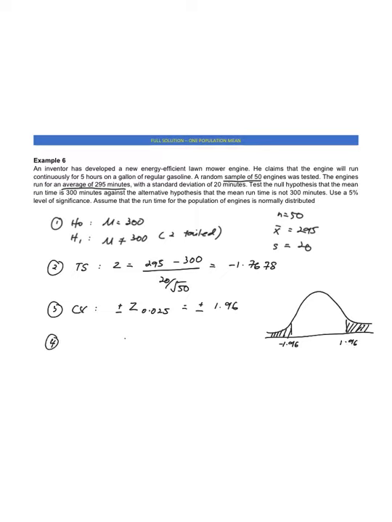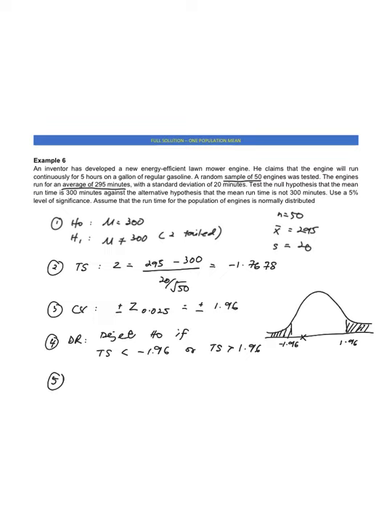Okay, now write the decision rule first. Reject H naught if test statistic is less than negative 1.96 or test statistic is greater than 1.96. Okay, now look at our test statistic value. We get negative 1.7678, which does not fall in the rejection region.